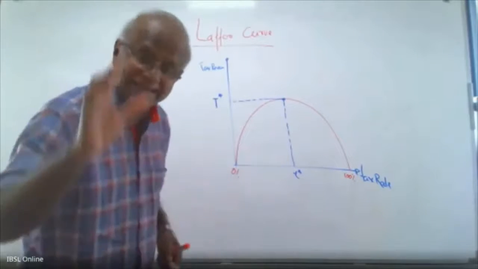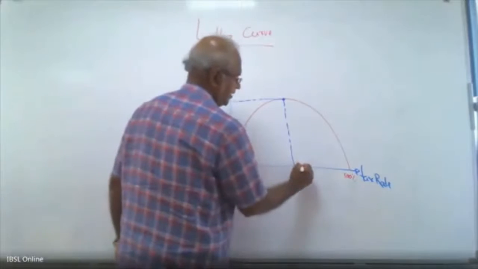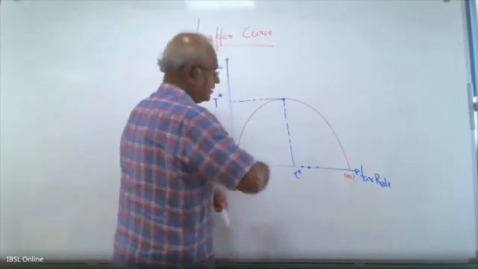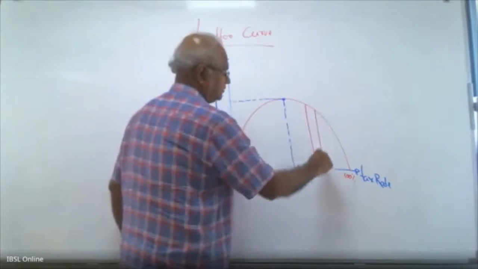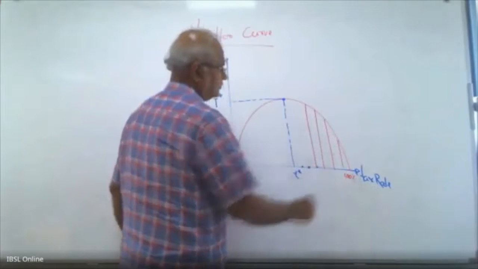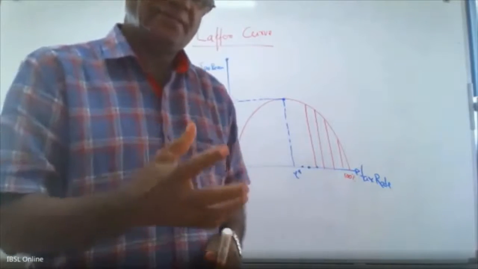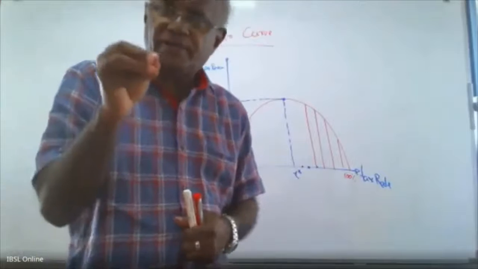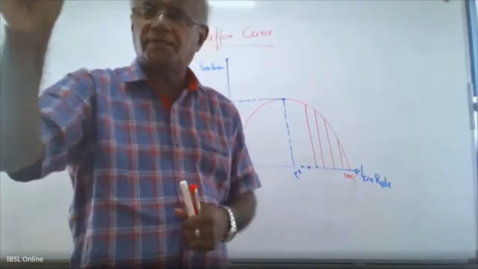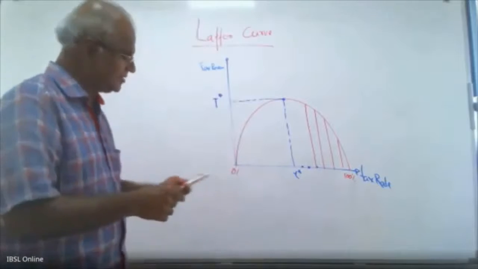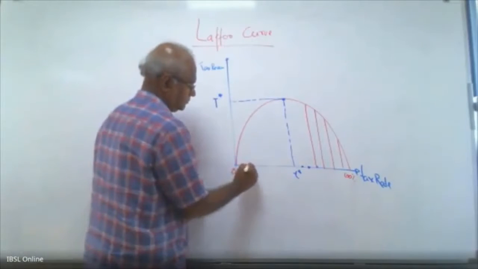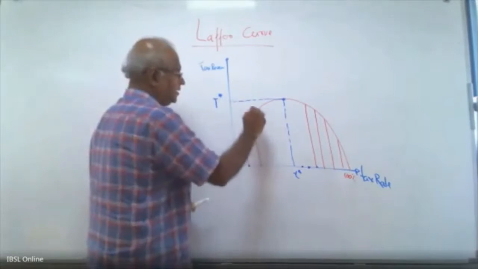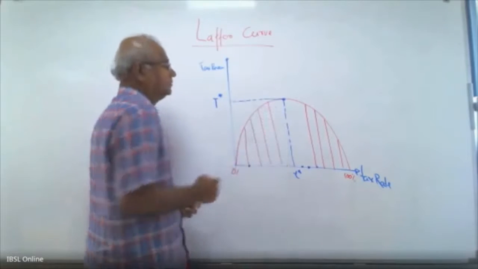If the current tax rate is at this point, here, if you increase that tax rate, what will happen? Government revenue will go down. If the current tax rate is to the right of the optimal tax rate and the government increases it, government revenue gradually will go down. If the current tax rate is here, then when the government increases the tax rate, government revenue will go up.